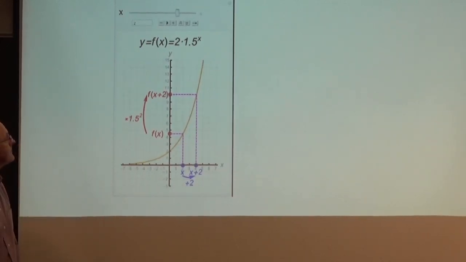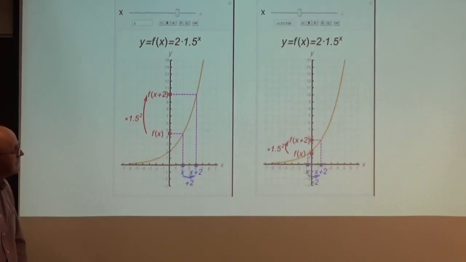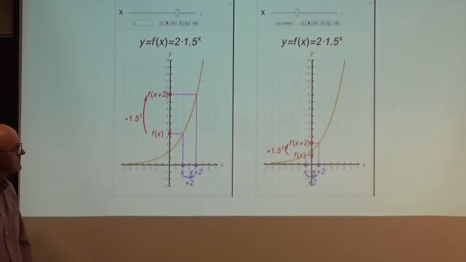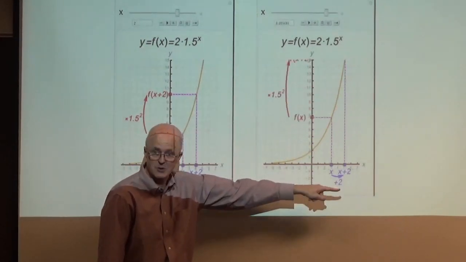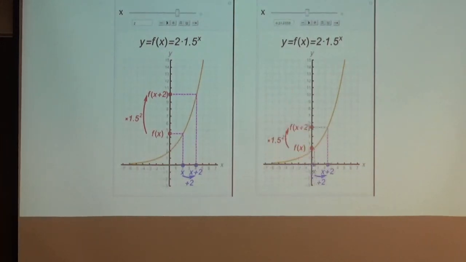Okay? It doesn't matter what x is here. Here's the animation. X can be anything. Delta x is still 2. I am increasing the input by 2, from x to x plus 2. The output gets multiplied again by 1.5 squared. B to the delta x. Okay?